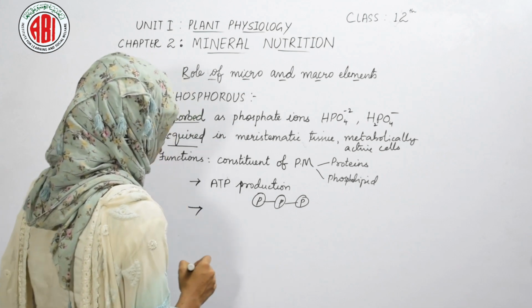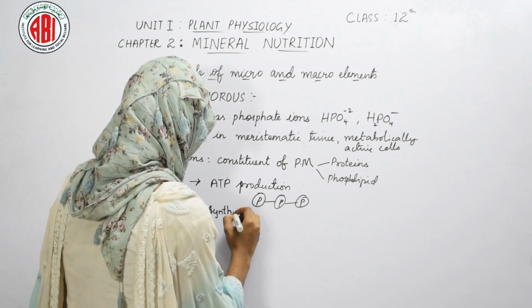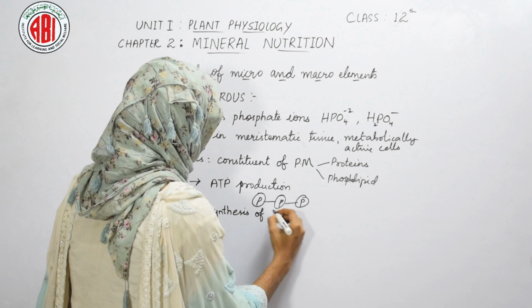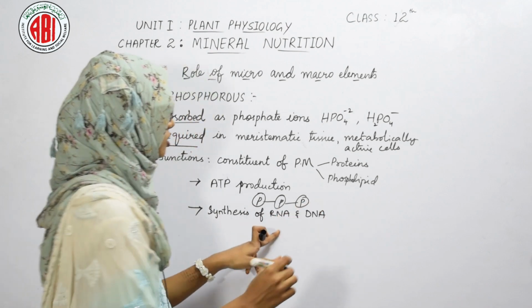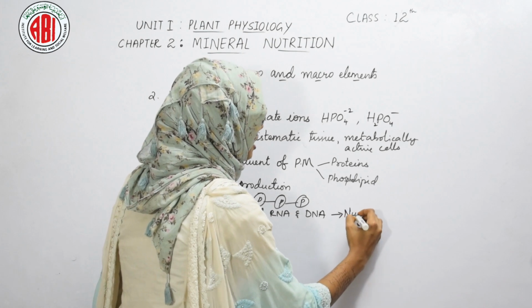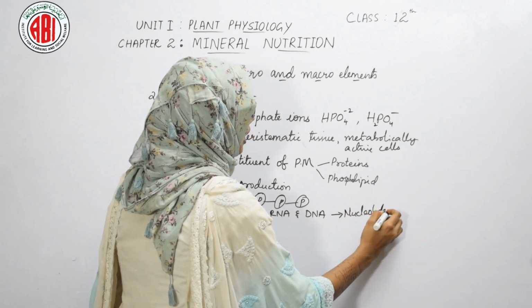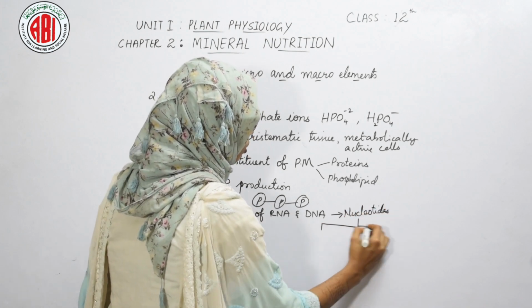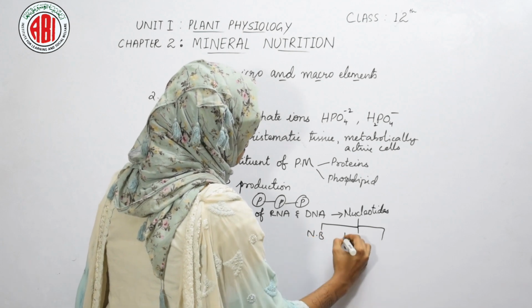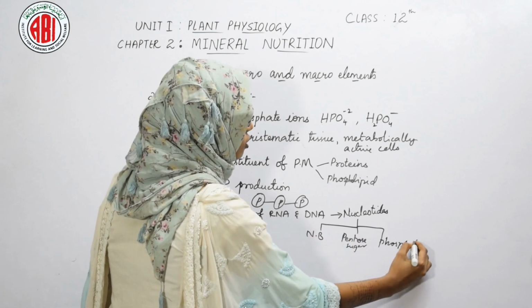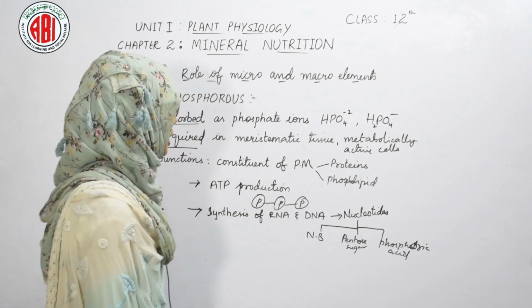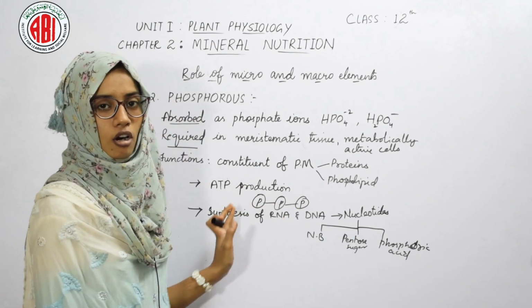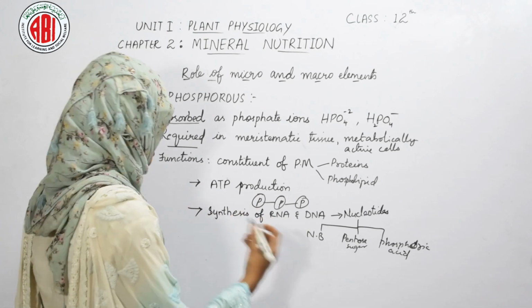The next function of phosphorus is that it is essential in the synthesis of RNA and DNA, which are nucleic acids, because these nucleic acids are made up of nucleotides, and each nucleotide has a nitrogen base, pentose sugar, and phosphoric acid. So, in this way, phosphorus is essential in the synthesis of nucleic acids like RNA and DNA.